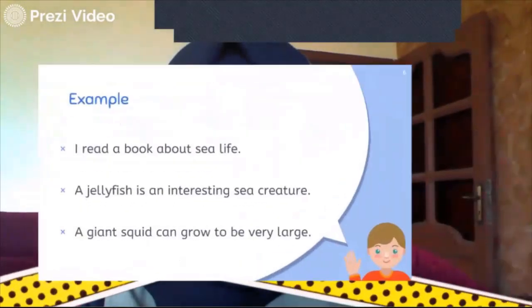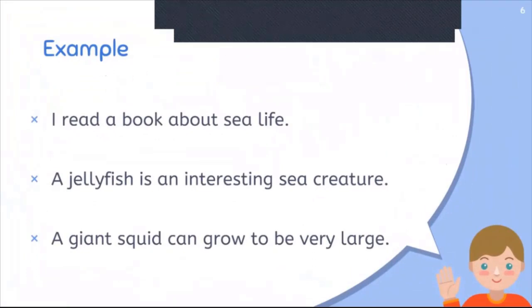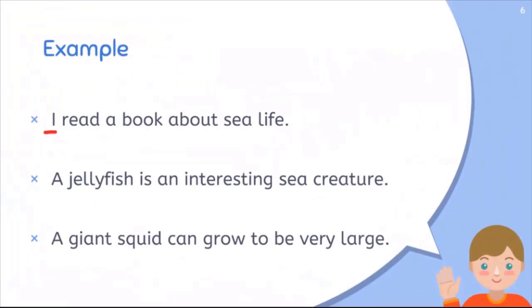For example, I read a book about sea life. As you can see, I begins with a capital letter. At the end of the sentence, I have a period. So this is a complete sentence. It also states a complete thought. I read a book about sea life.